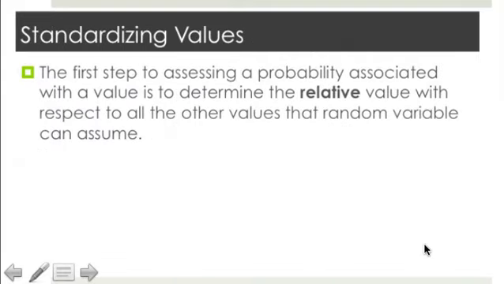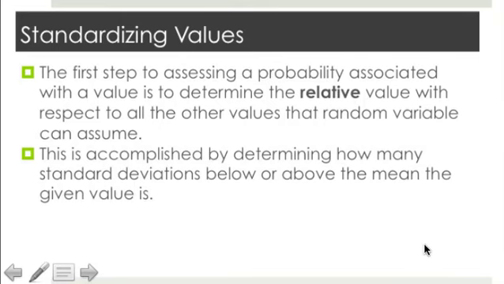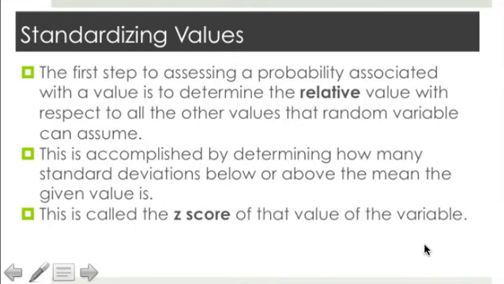Before we do any of that, though, we have to talk about how to standardize values. The first step to assessing a probability that's associated with a value is to determine the relative value with respect to all of the other values that random variable can assume. The way we do this is by figuring out how many standard deviations below or above the mean the given value is. We call this the z-score for that value of the variable. So the z-score is going to tell us, relative to all the values, how far we are from the mean. That's going to be an important concept for us to use quite a bit, actually.